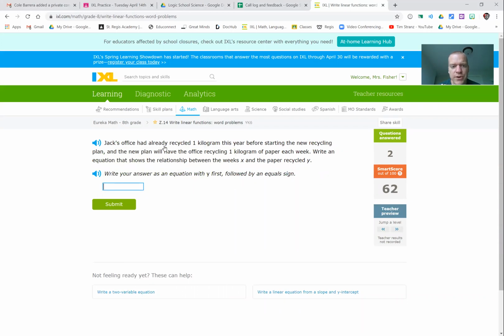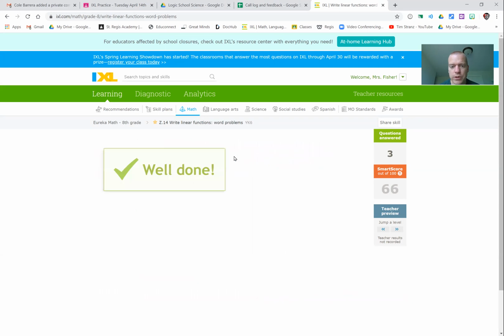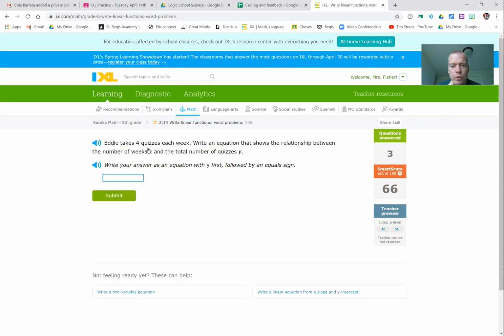So Jack's office has already recycled 1 kilogram this year before starting the new recycling plan, and the new plan will have 1 each week. Okay, so each week is 1. So this one, y equals just x, because that's 1 plus 1. Okay, let's look at a harder one. Eddie takes 4 quizzes each week. That one's easy because there's no other number, so 4x, right? Y equals 4x.